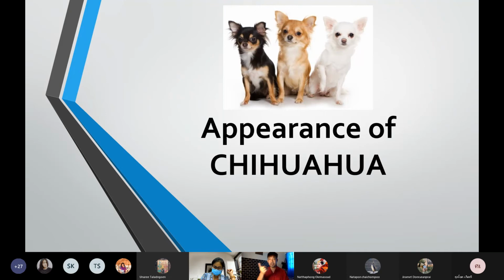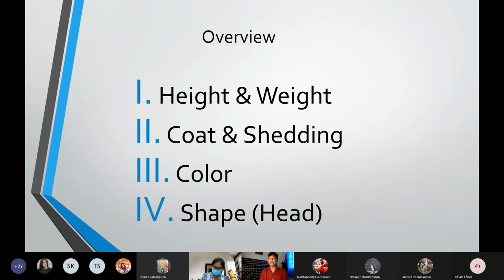In my presentation, can you go to the next slide? In my presentation, I would like to speak about 4 things. First, I will speak about height and weight. Second, I'll speak about coat and shedding. Third, I'll speak about the colors of Chihuahua. And fourth, I'll speak about the shape of the heads of Chihuahua. Let's move on to the body of the presentation.